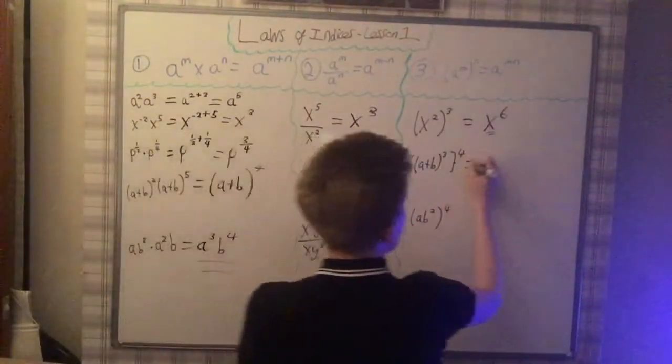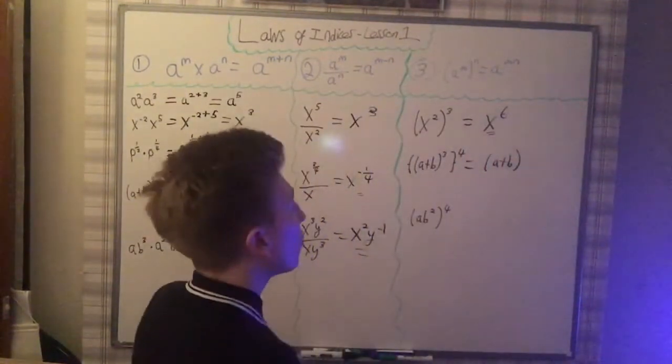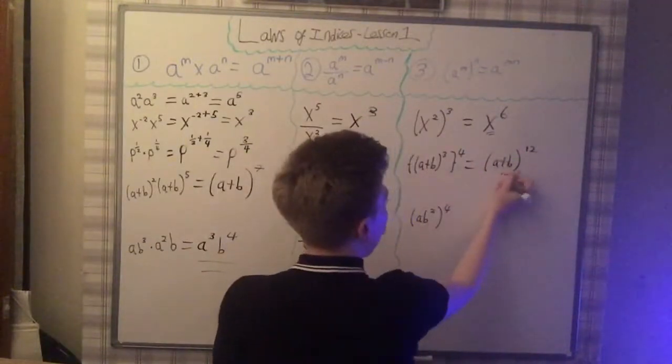a plus b to the power 3 all to the power 4. 3 times 4 is 12, so it's just a plus b to the power of 12.